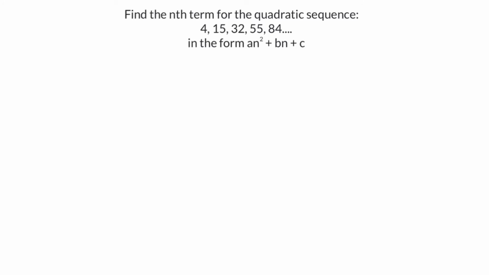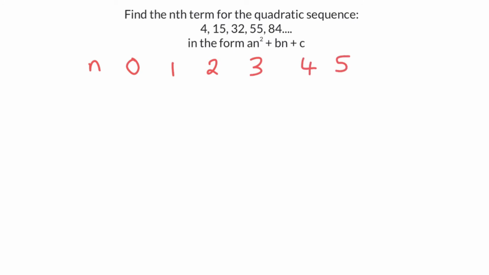So step 1 is to write out the term numbers, including term 0, which we don't know yet. So n is going to be 0, 1, 2, 3, 4 and 5.